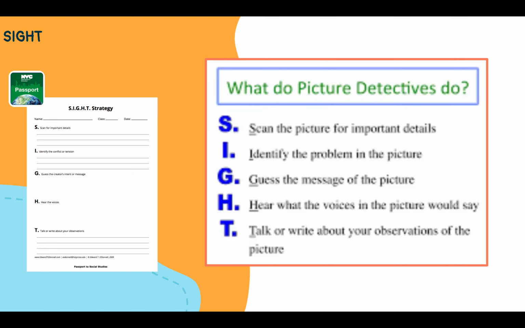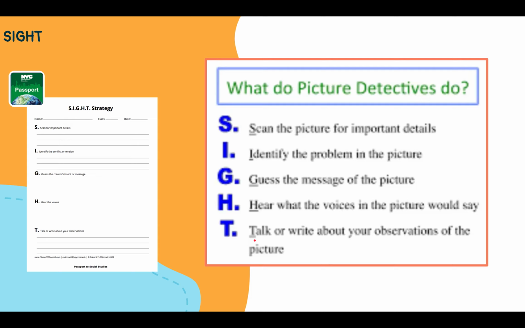So what is an acronym? SITE is actually a set of letters put together in order to help us remember each step of a strategy. So in this case, S stands for scan, I for identify, G for guess, H for hear, and T for talk.